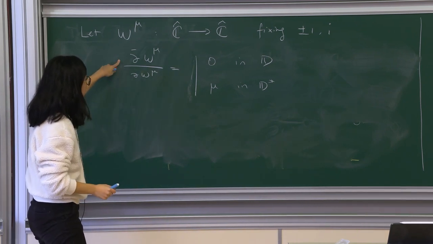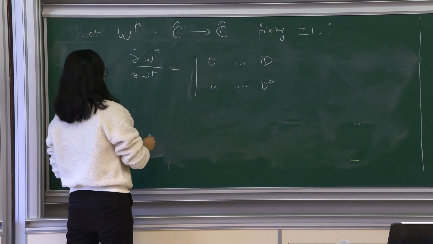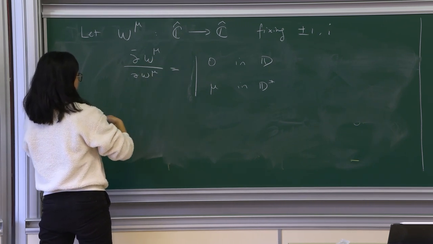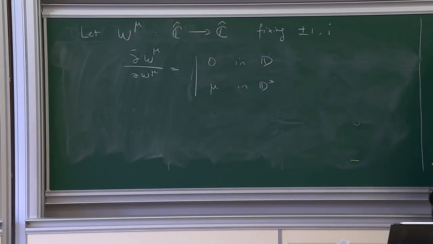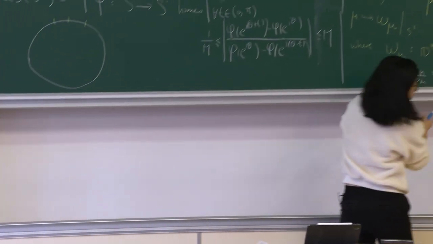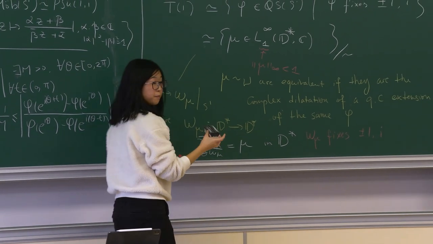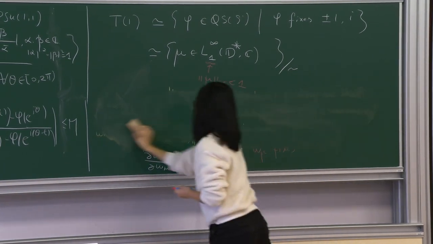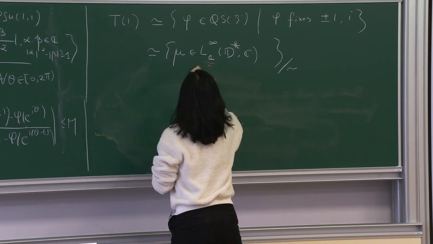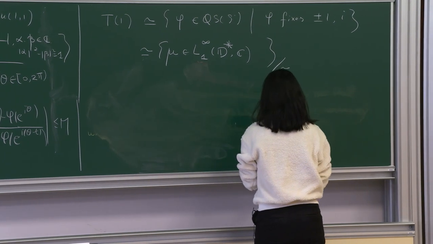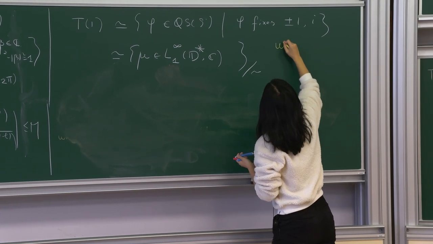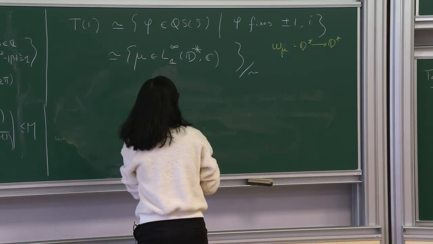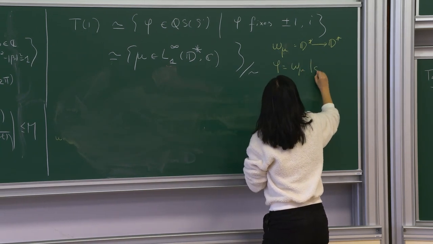Okay, now this is a quasi-conformal map on the whole sphere. In particular, if I restrict this map to the disk, it is conformal. So the third model of this universal Teichmüller space, put it here. Can I erase this part, the yellow part? Let me keep the notation. Omega mu is from D star to D star, and phi equals omega mu restricted to the circle.